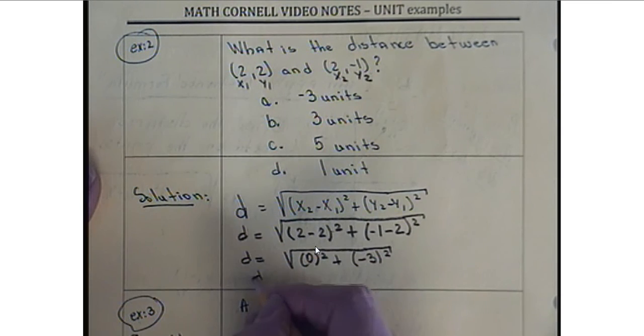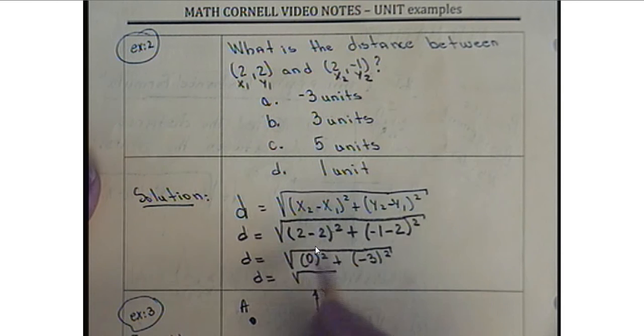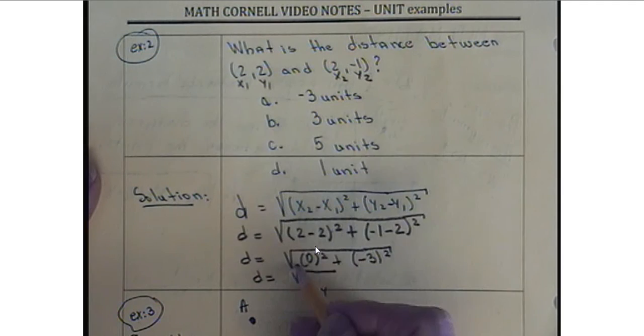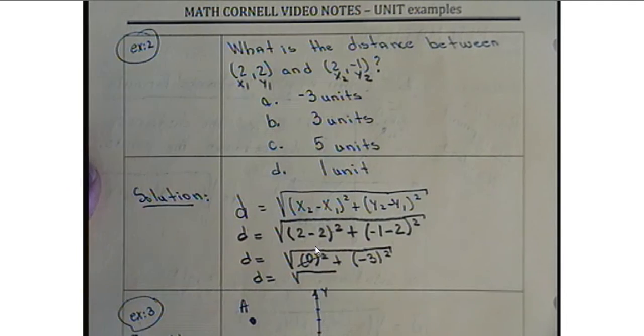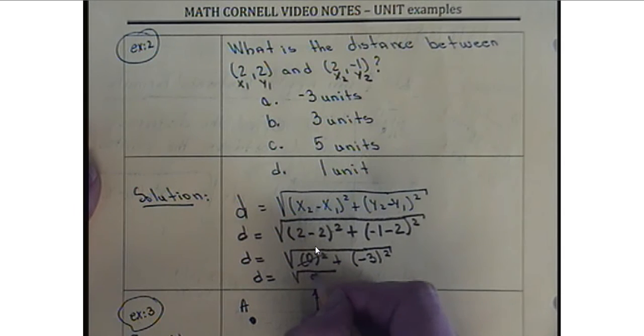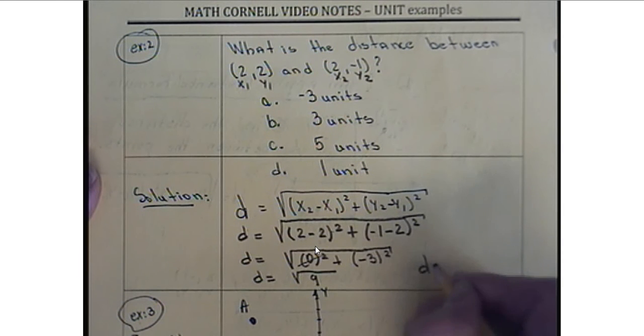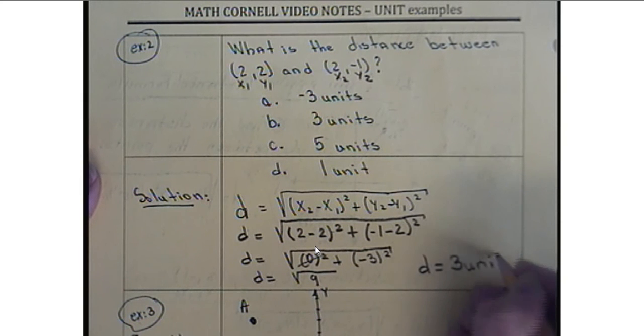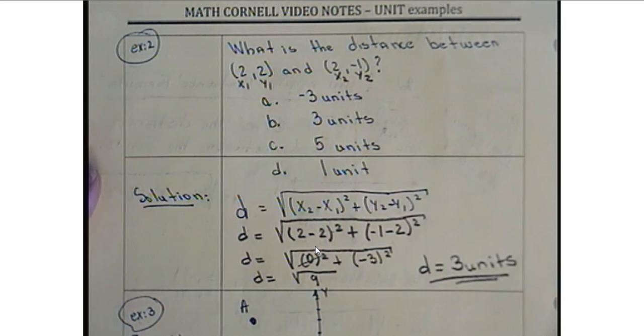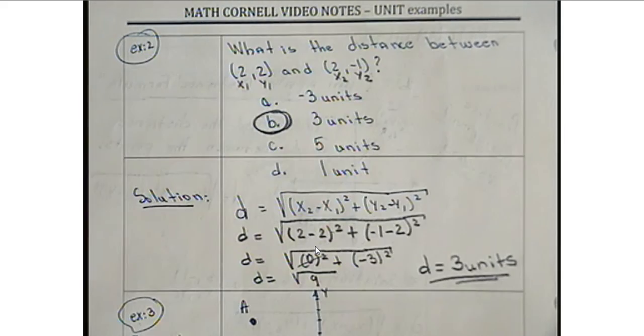Well, the distance here is square root of 0, 0 to the second power is 0, so this is gone. Negative 3 to the second will be a positive answer, and that will be 9. So square root of 9 gives us 3 units, 3 units as a final answer. So B will be my best choice for this example.